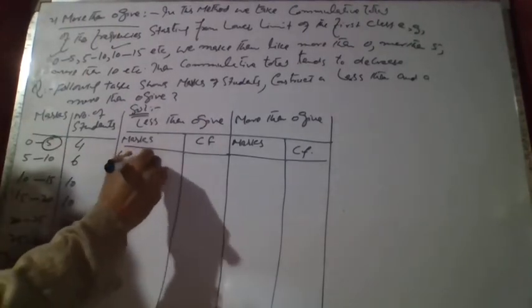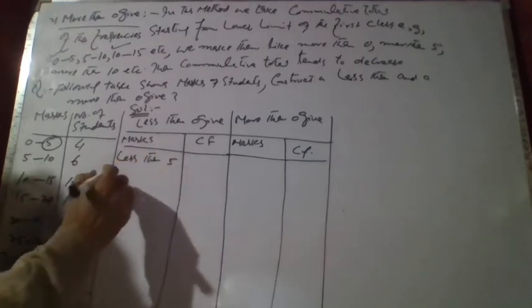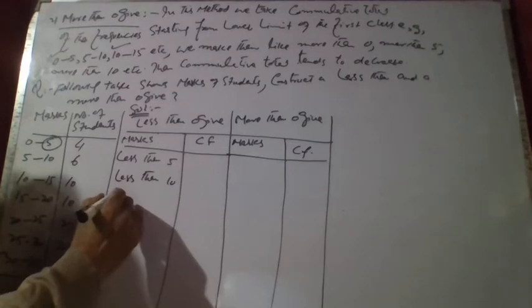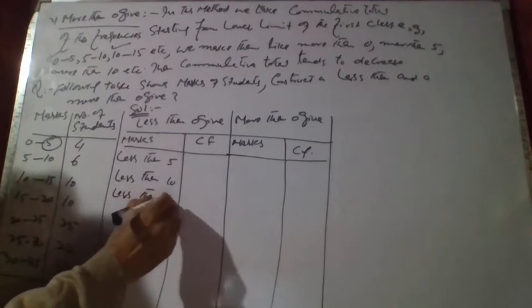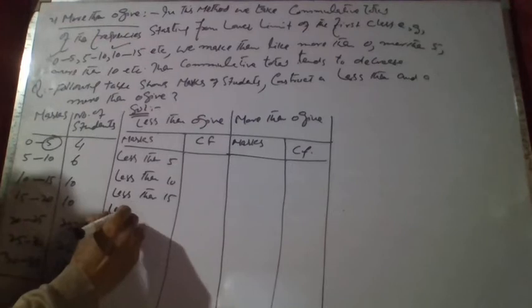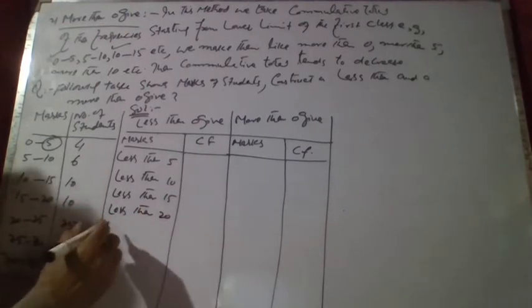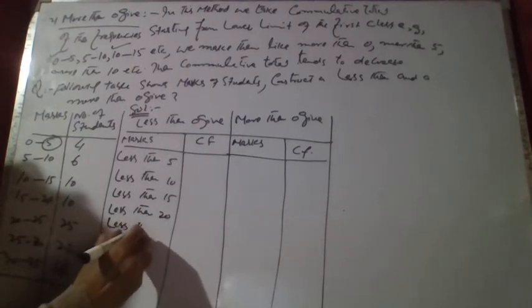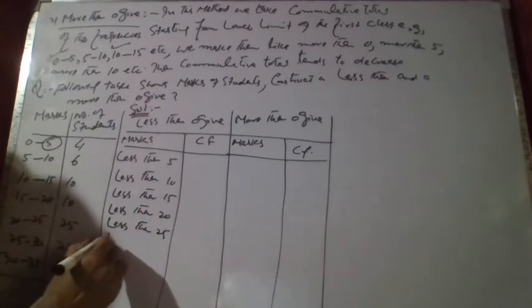लेस देन OQ में हम क्या करते हैं, अपर लिमिट को हम उठाते हैं. Here we make class like less than 5, less than 10, less than 15, less than 20, less than 25, less than 30, less than 35.